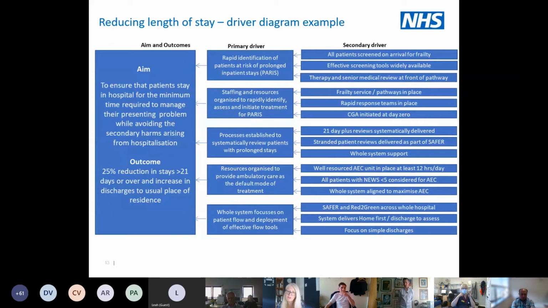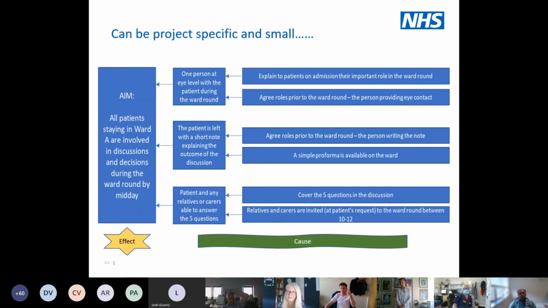Then you've got the list of primary drivers. So this breaks down what change is going to happen that's going to lead to your aim, and you can almost categorize them. So where you've done your affinity diagram, you can almost categorize some of those into what you think will achieve your aim. So, for example, I'll just read the top one. Rapid identification of patients at risk of prolonged inpatient stays. So that's a really important driver towards reducing long stay in hospital. And the secondary drivers will be the sort of projects and tests for change you might do, which is about screening patients on arrival for frailty, effective screening tools widely available, and therapy and senior medical review at the front of the pathway. So these are your test for change ideas. So this is a very complex driver diagram.